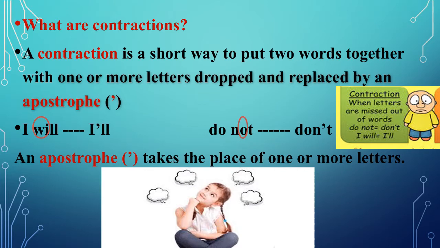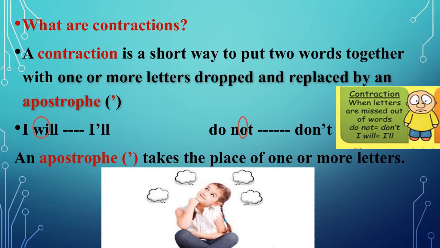The other example is do not. So I'll cross the O and replace it with the apostrophe, then put it closer together. So instead of saying do not, I'll say don't.